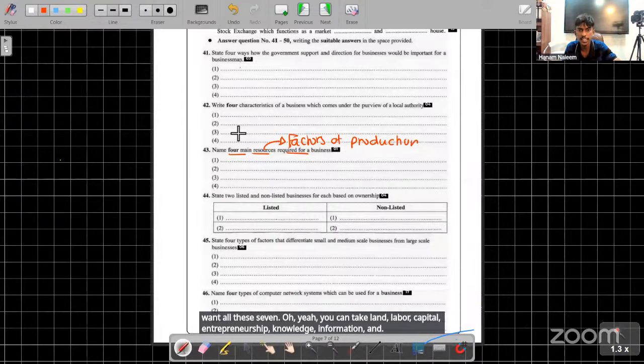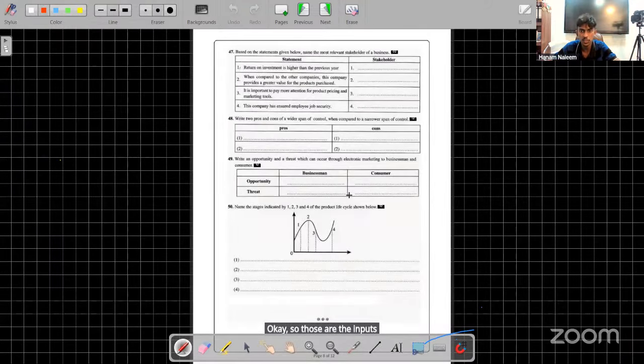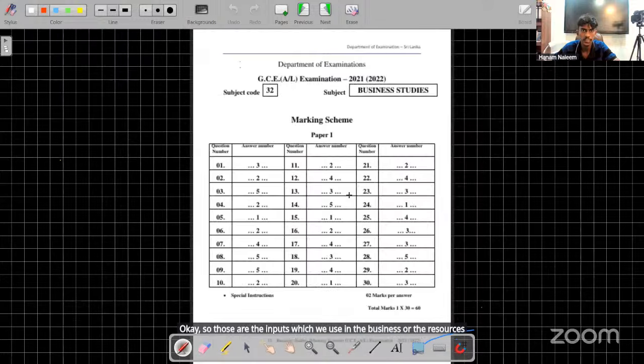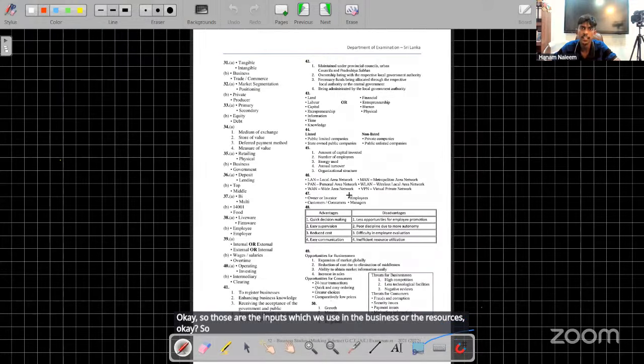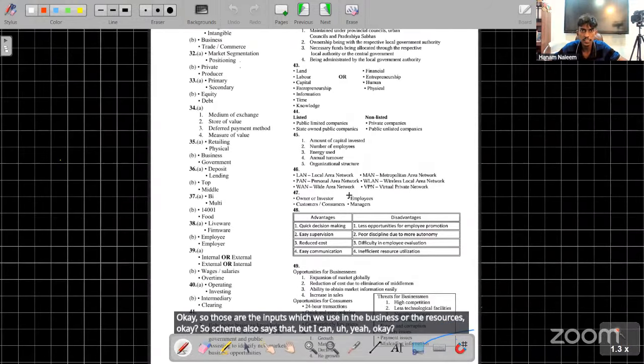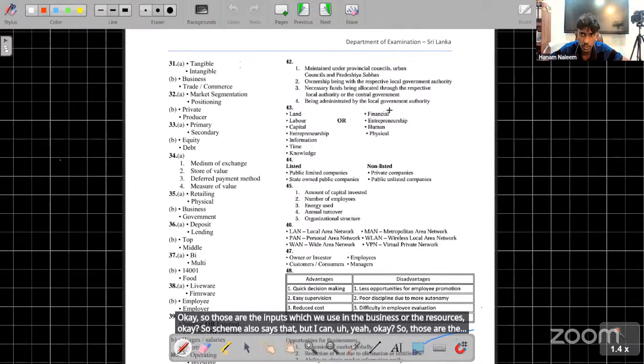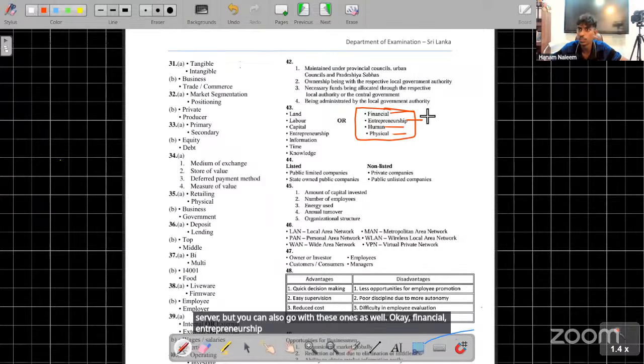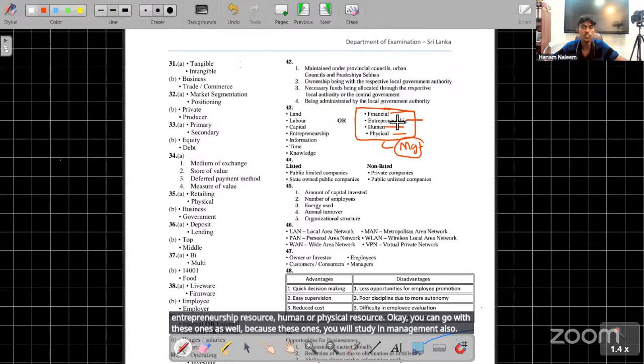Those are the inputs which we use in the business, or the resources. The scheme also says that. Those are the seven, but you can also go with these ones as well: financial, entrepreneurship resource, human or physical resource. You can go with these as well because you will study these in management also. So these are also accepted.